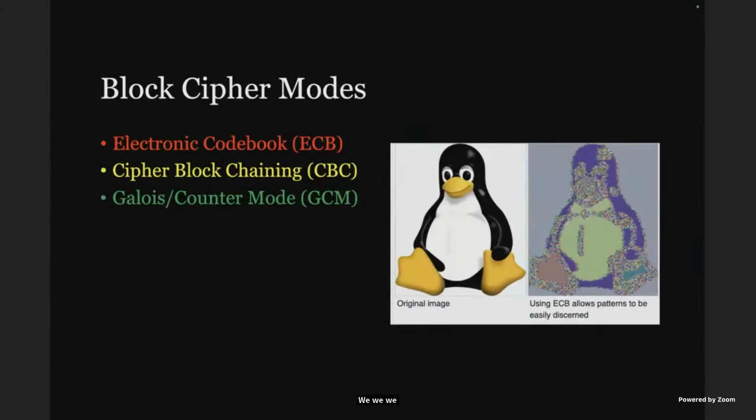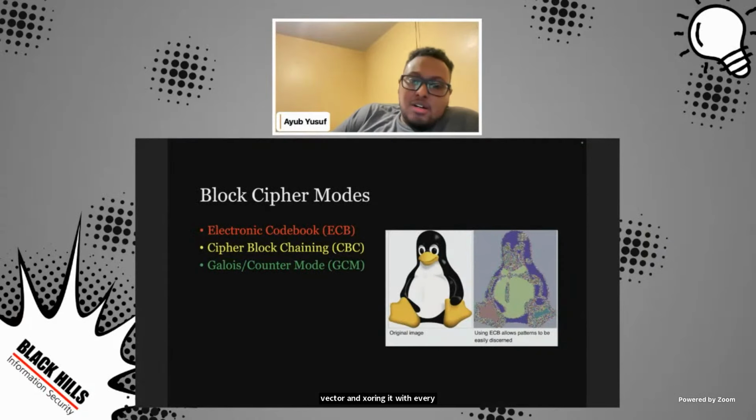To fix that, they came up with cipher block chaining. Cipher block chaining is still not recommended. That's why it's in yellow. But it is basically adding an initialization vector and XORing it with every transition. So it is better, but still not ideal. I think the recommended now is the counter modes, including the one mentioned there, GCM.